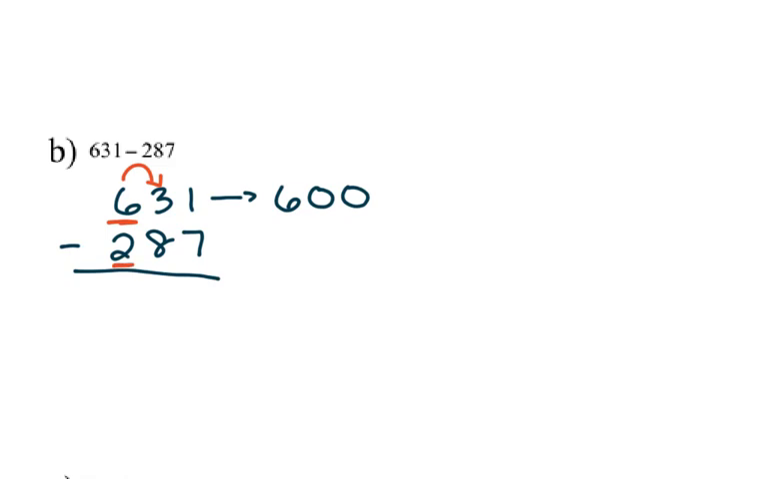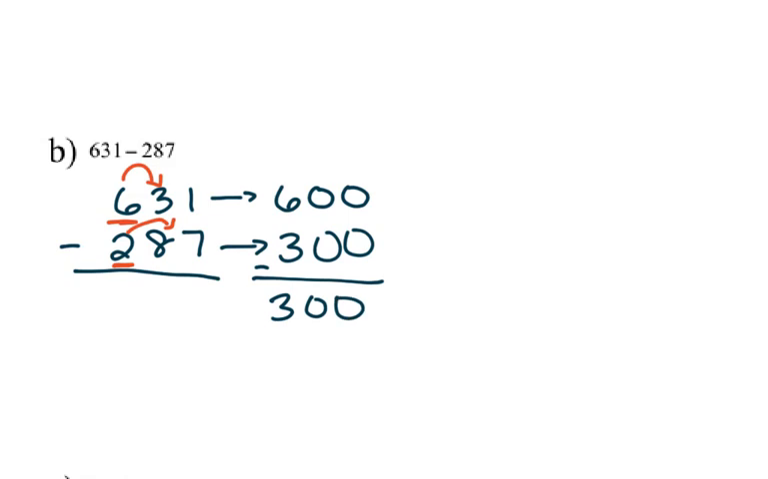Estimating here, or rounding here, the 287, the 8 is big enough to bump the 2 up to a 3, and then everything else becomes a 0. In this problem, we are going to subtract 600 minus 300, and that gives us 300. We are also going to find the exact answer of 631 minus 287. That's going to involve regrouping.